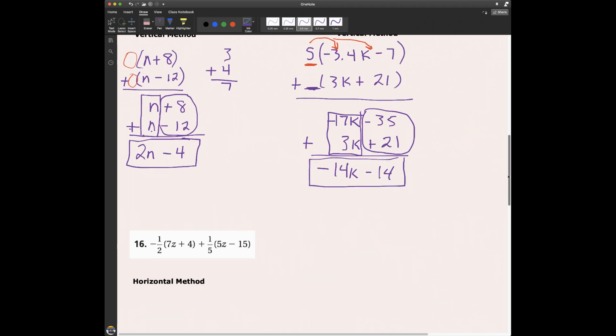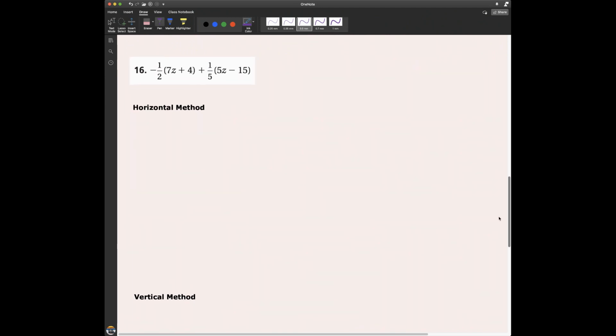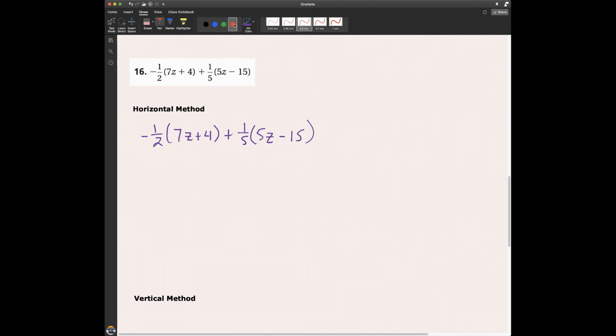All right, so let's look at one more problem. And this one, horizontal method. So let me write this down. I have negative 1/2 times 7z plus 4 plus 1/5 times 5z minus 15. So the horizontal method, notice there are values here in front of these linear expressions. So I'm going to use the distributive property.